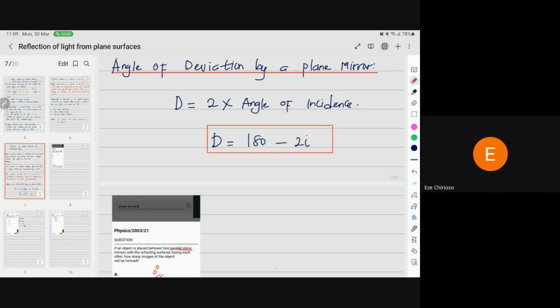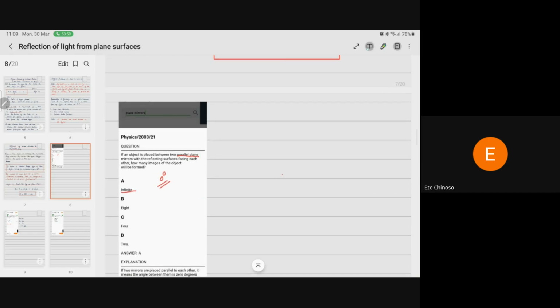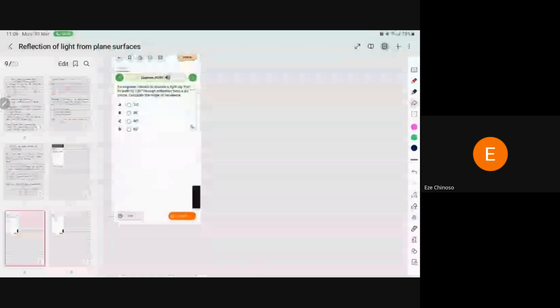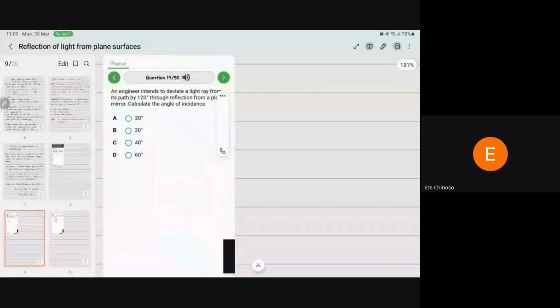So that should be 30, please. So apply that 180 minus 2i to what we're doing. If you apply that rotation stuff, the answer is there waiting for you, right? And then if you apply the actual formula, the answer is also there waiting for you, right? Thank you, Meso. I appreciate you. So deviation is 180 minus 2i actually.